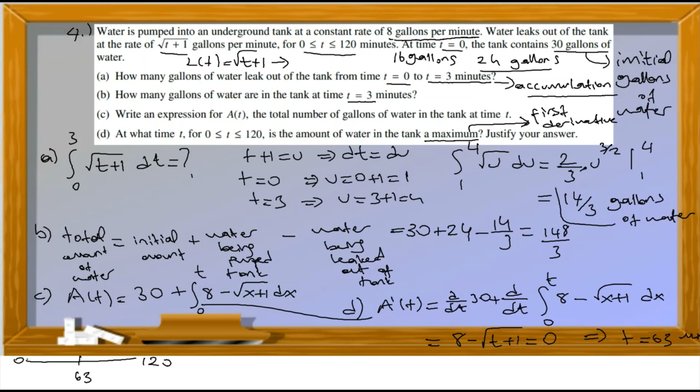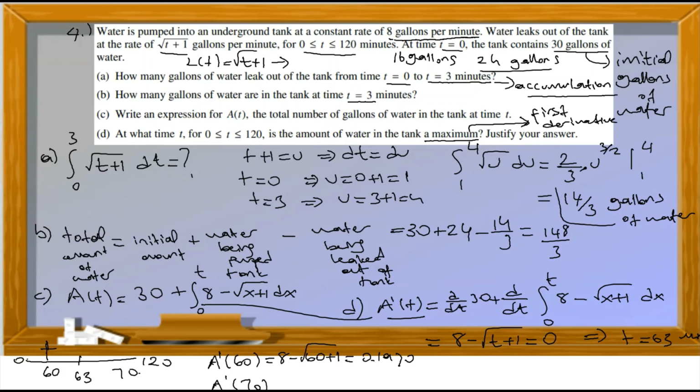So basically between 0 and 63 I'm going to select a time, let's say in this case 60, and between 63 and 120 I need to select a time, in this case 70. So I need to test these values in the first derivative, not in the original function, in the first derivative. This is very important. So we need to figure out what is A prime of 60, and we need to figure out what is A prime of 70. Okay, so A prime of 60 is going to be equal to 8 minus square root of 60 plus 1, so we get 0.19, which is bigger than 0, which is positive.